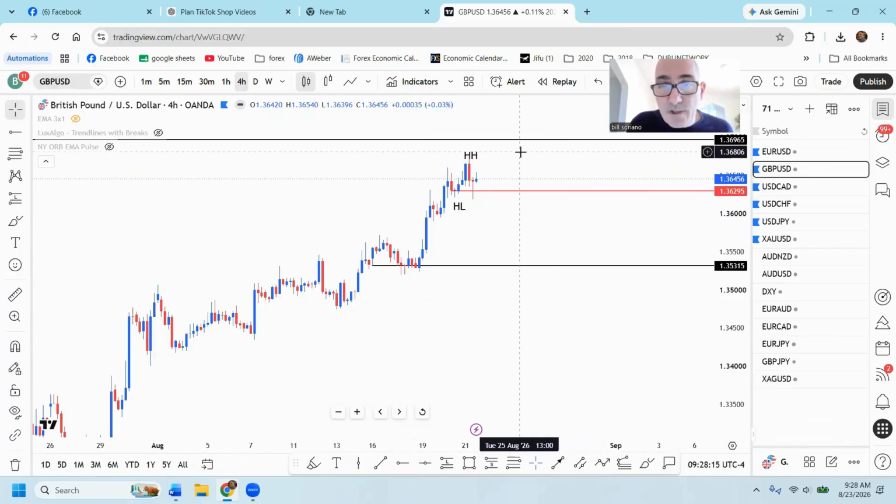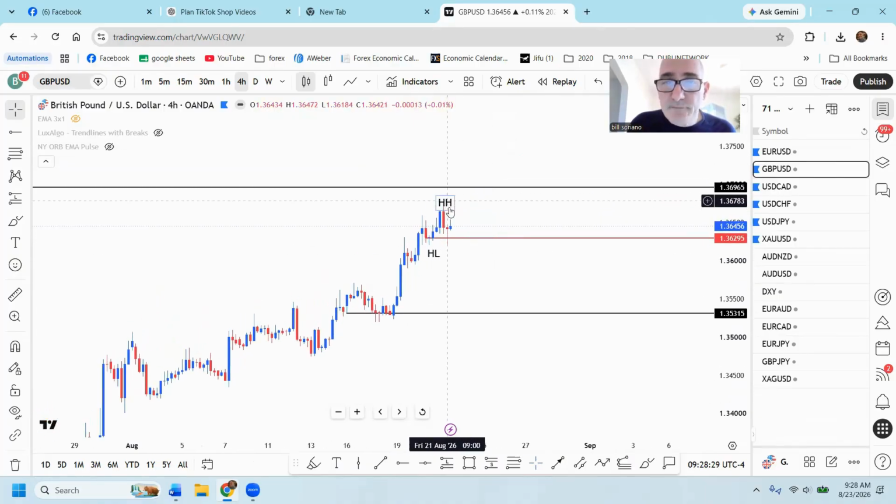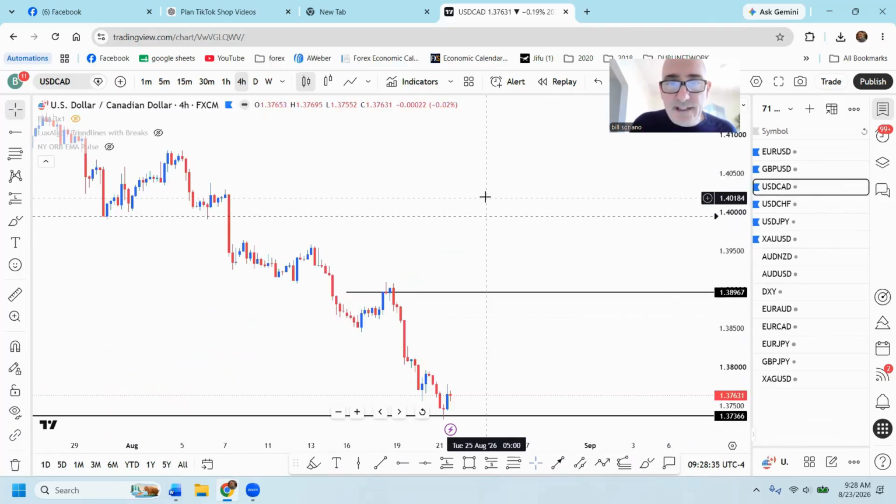So we're in an uptrend. If at any point we get a 4-hour candle that opens and closes below this line, then the trend will change to a downtrend. If price makes a higher high at some point, then our higher low will change. Okay, let's look at USDCAD.